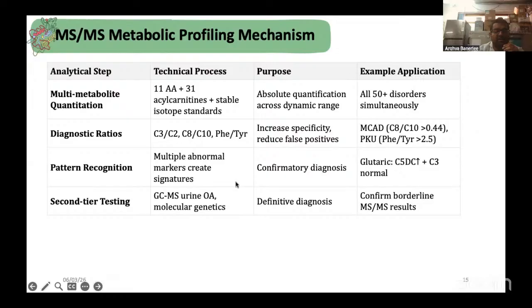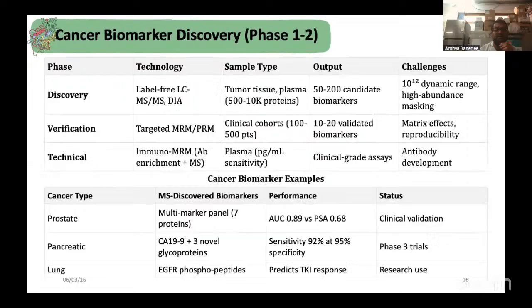Similarly, C3. For second tier testing, GCMS, another technique, gas chromatography, can be used. LC, liquid chromatography, can also be done, which can give a definitive diagnosis confirming the borderline results of MSMS. Now, coming to the most important part, there is a lot of research on cancer biomarker discovery using MSMS, but we have tried to focus on the very few which are routinely practiced or at an advanced stage of FDA approval.